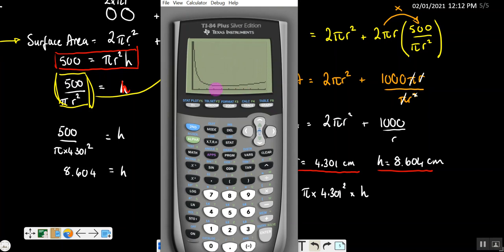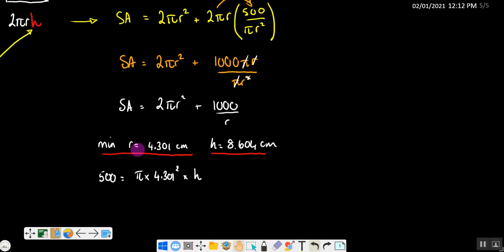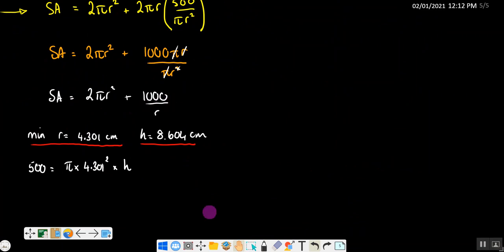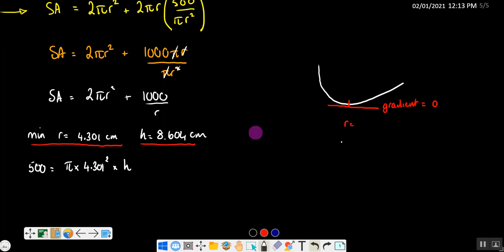What do I know about the minimum point? That's when the gradient is 0, right? So at this stage here, basically, I could graph it just to show, we've got this graph exaggerating it. I am looking for this point here, all right? That value of R is when I know that the gradient equals 0, yeah? How can I find that?